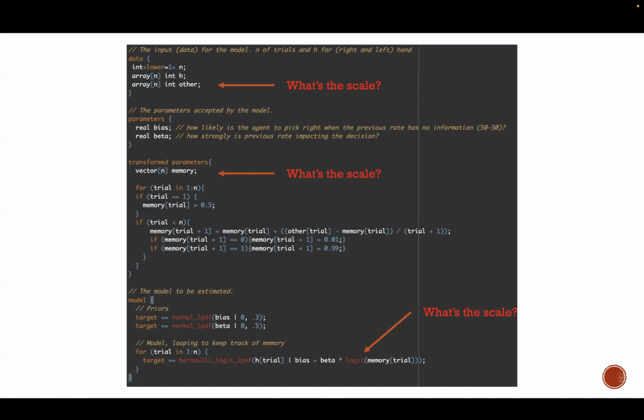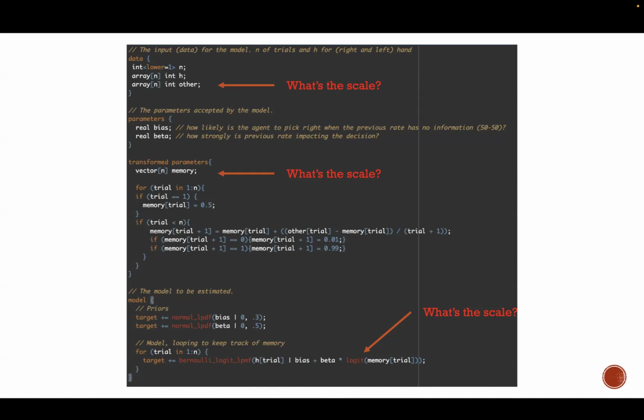So shrunk according to how far we are in the trials. And then we have here a brutal hack that says, if by chance all the previous choices have been left so that the memory is 0, that would be very bad in logit space. It would be minus infinite. So we push it a bit towards the center, and we say it should be 0.01.